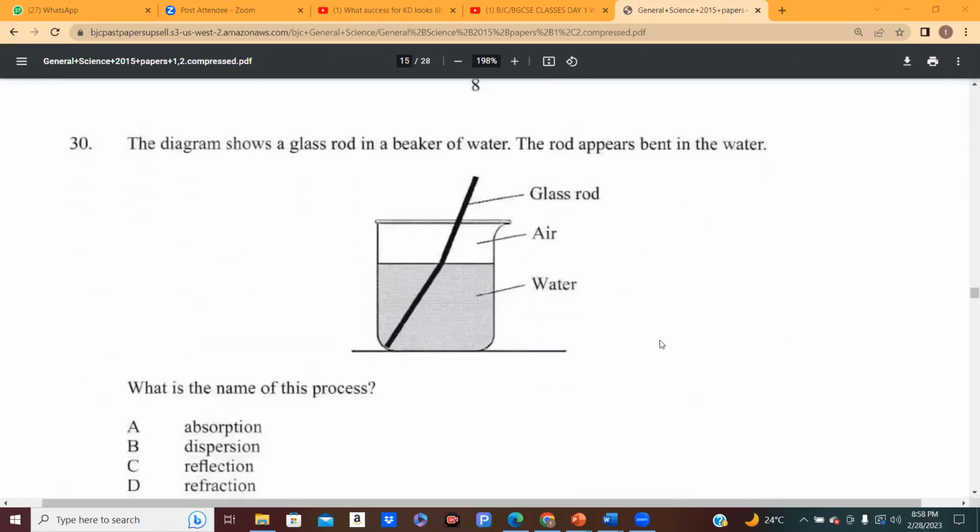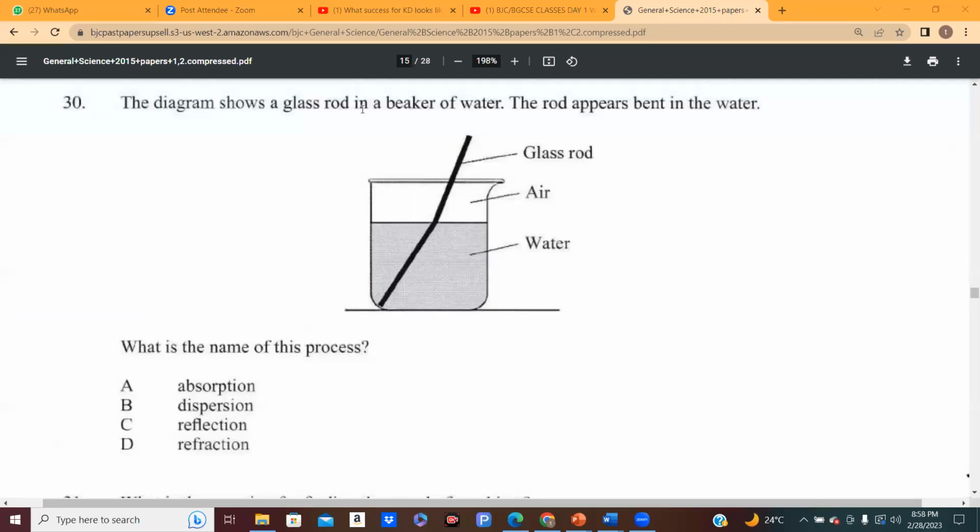Gabrielle, it's for you. The diagram shows a glass rod in a beaker of water. The rod appears bent in the water. What is the name of this process? Is it A, absorption, B, dispersion, C, reflection, or D, refraction? D, refraction. Very good.